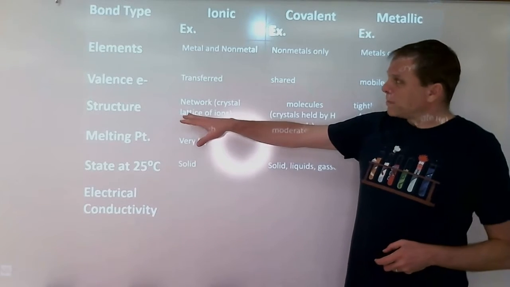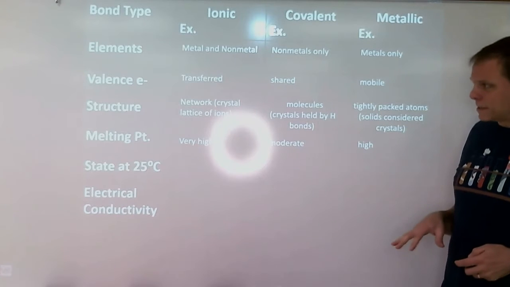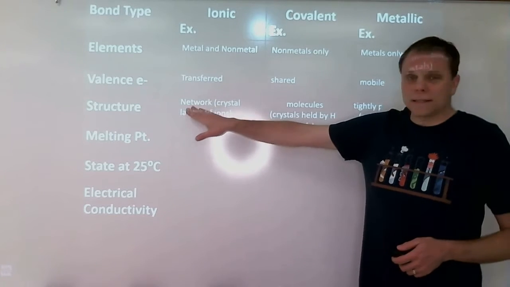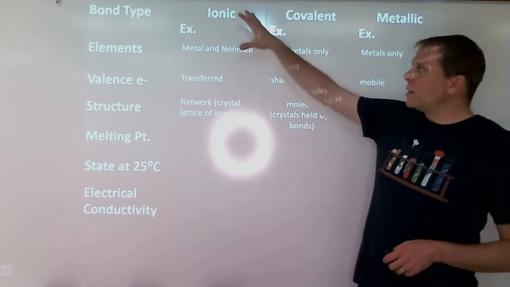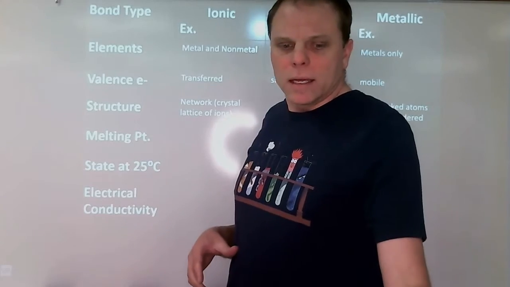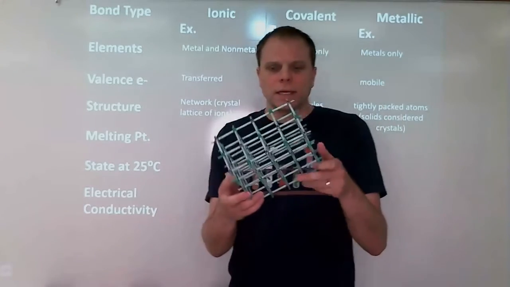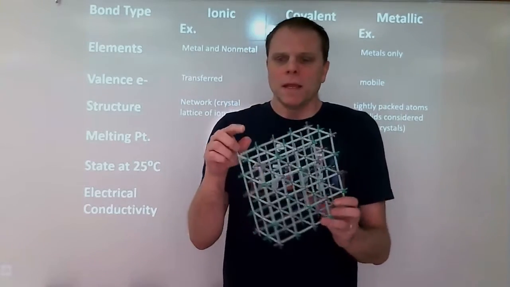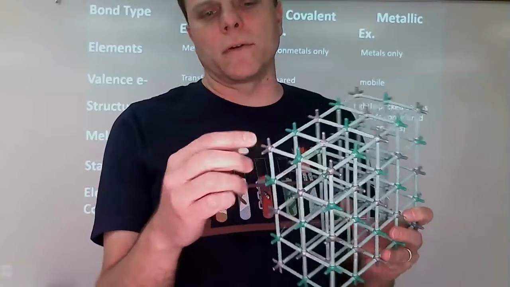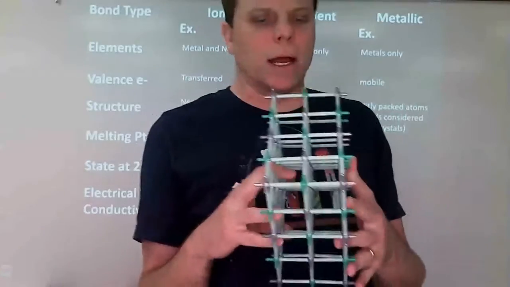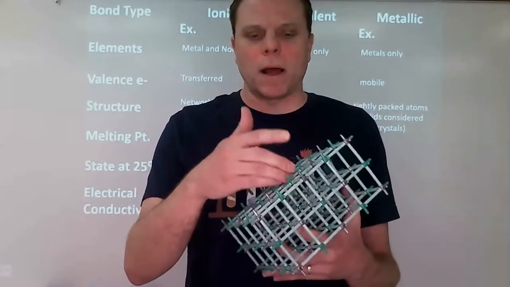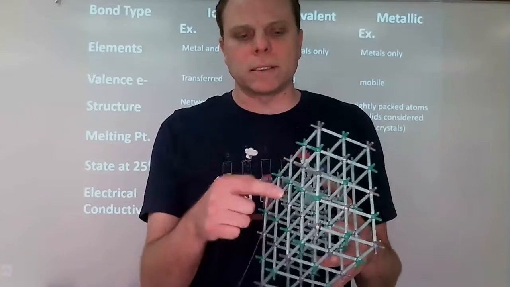Our structures of these three types of substances. We have our network of crystal lattice ions. So when we talk about the structure of an ionic compound, we say that it ends up in a network solid. So this is what we're talking about. Here we've got sodium as the silver and chlorine as the green. This is basically sodium chloride is what we could represent this with. And there are a network of bonds. These are all ionic bonds between every two elements that are next to each other.